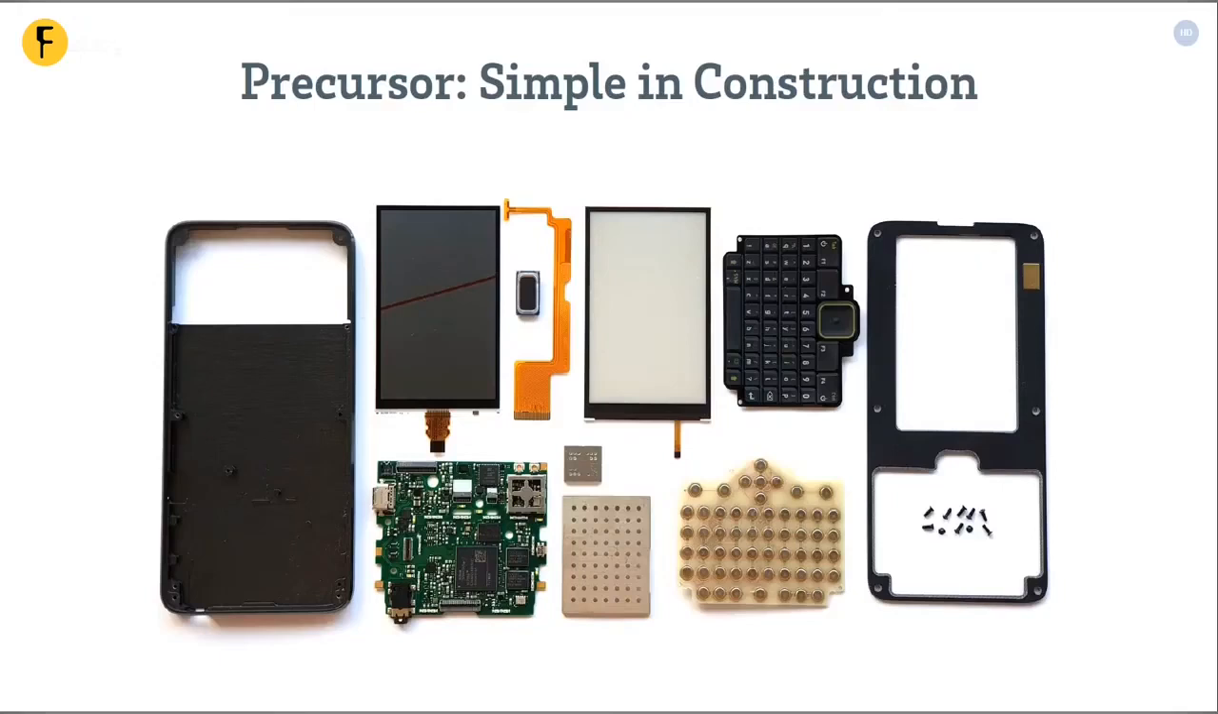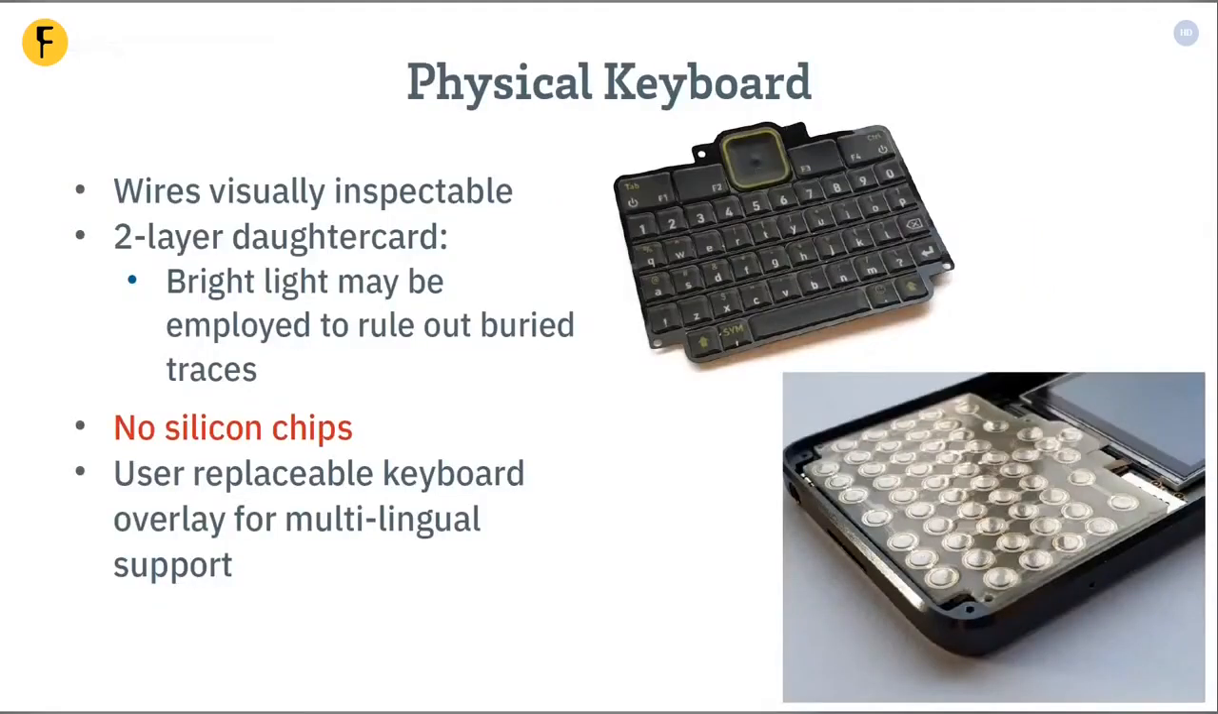The keyboard, everything is basically made so that it's simple to take apart, simple to look at, easy to understand. So for example, if you want to verify the keyboard, we use a physical keyboard instead of a touchscreen keyboard because physical keyboards are visually inspectable, right? There's no silicon chips on the inside. And if you want to be multilingual, we have to do the old school way, which is we take out an overlay and we stick a new one on. You don't get the download one, unfortunately. You have to take some screws and do a little elbow grease. But you can change out the overlay to your favorite language with a screwdriver on a physical keyboard.